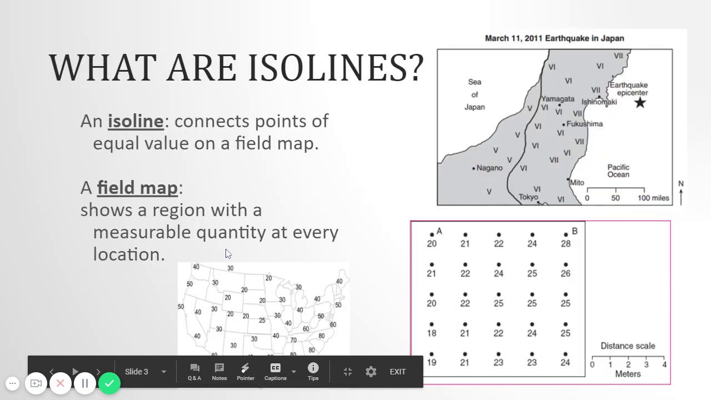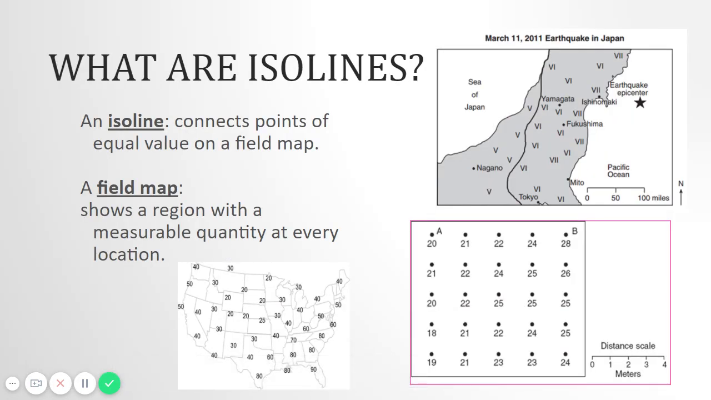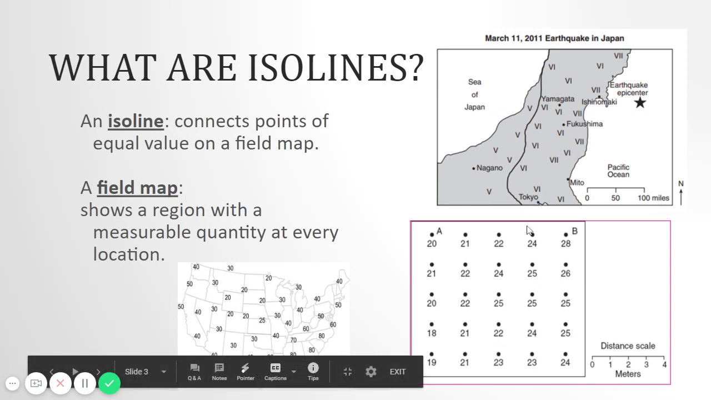So just to talk about a little bit, maybe a review, but what are isolines? These are lines that connect points of equal value on a field map. A field map is anything with a measurable quantity at every location. So these are all examples of field maps. These are 3 different kinds. I have earthquakes, I have temperature. This is just a practice example. It's probably also temperature, but all these numbers are things that you can measure. So things that you can use an instrument to get a number for.